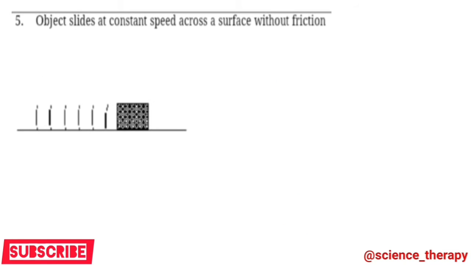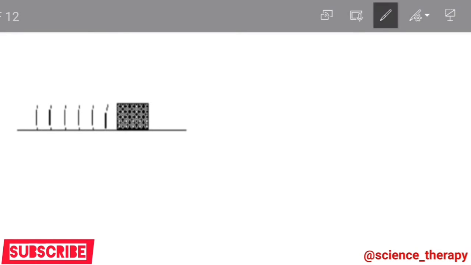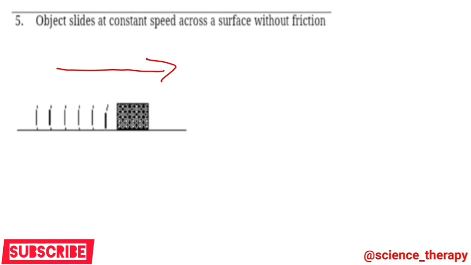Number 5, they say an object slides at constant speed across a surface without friction. So this object is going to the right like that, and they're saying it is just sliding at constant speed across a surface without friction. I know with this one it is very tempting to say that there's an applied force, but remember, if an object is just sliding down, there is no applied force. We just assume that there is no force that has been applied to it because we are not told that this object was pushed or pulled, right?